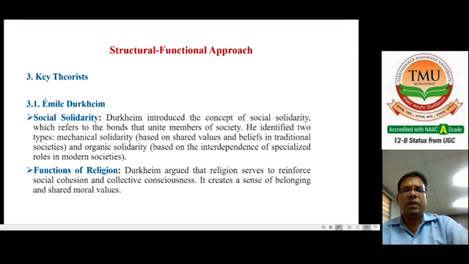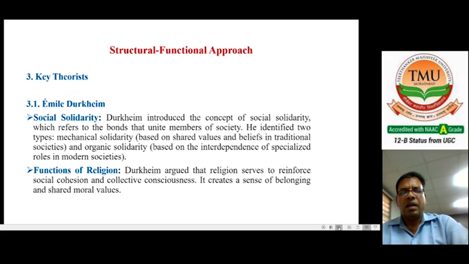Another thinker of the structural functional approach in sociology, Durkheim, introduced the concept of social solidarity, which refers to the bonds that unite members of society. He identified two types: mechanical solidarity, based on shared values and beliefs in traditional society, and organic solidarity, based on the interdependence of specialized roles in modern society. This is called social solidarity, and this theory is given by Emile Durkheim.